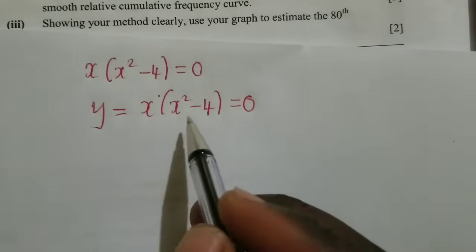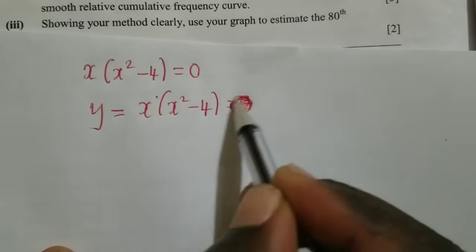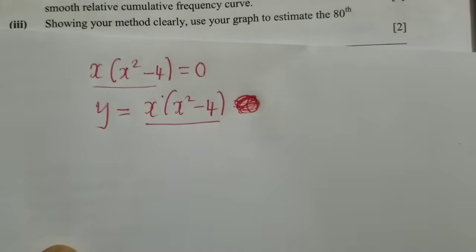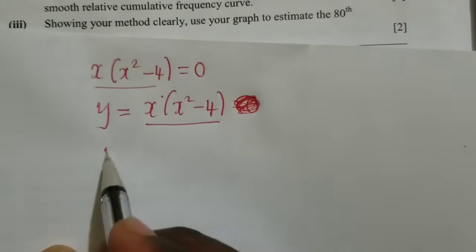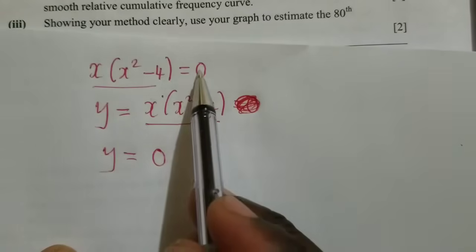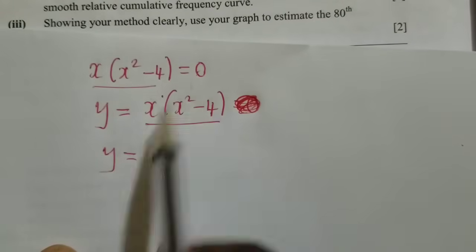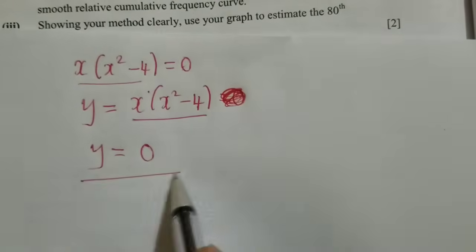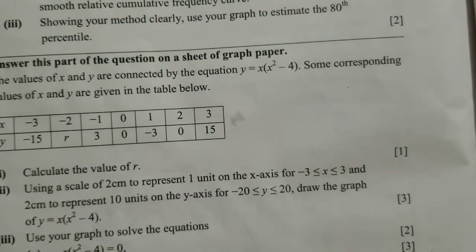So now if you can see nicely, this part is the same as this part. So why can't we just say y is equal to 0? Or in other words, you just get what is on this side. You let it be equal to y. So you just say y is equal to 0 and you graph this. So y is equal to 0.